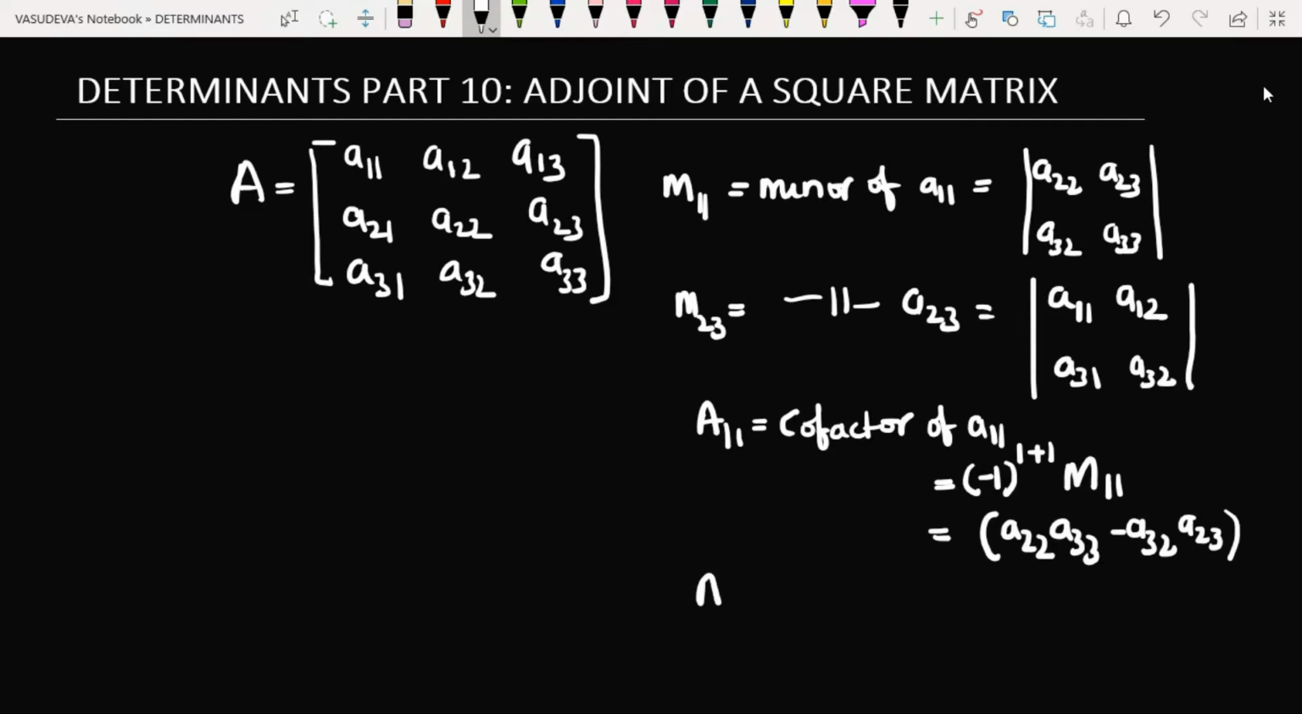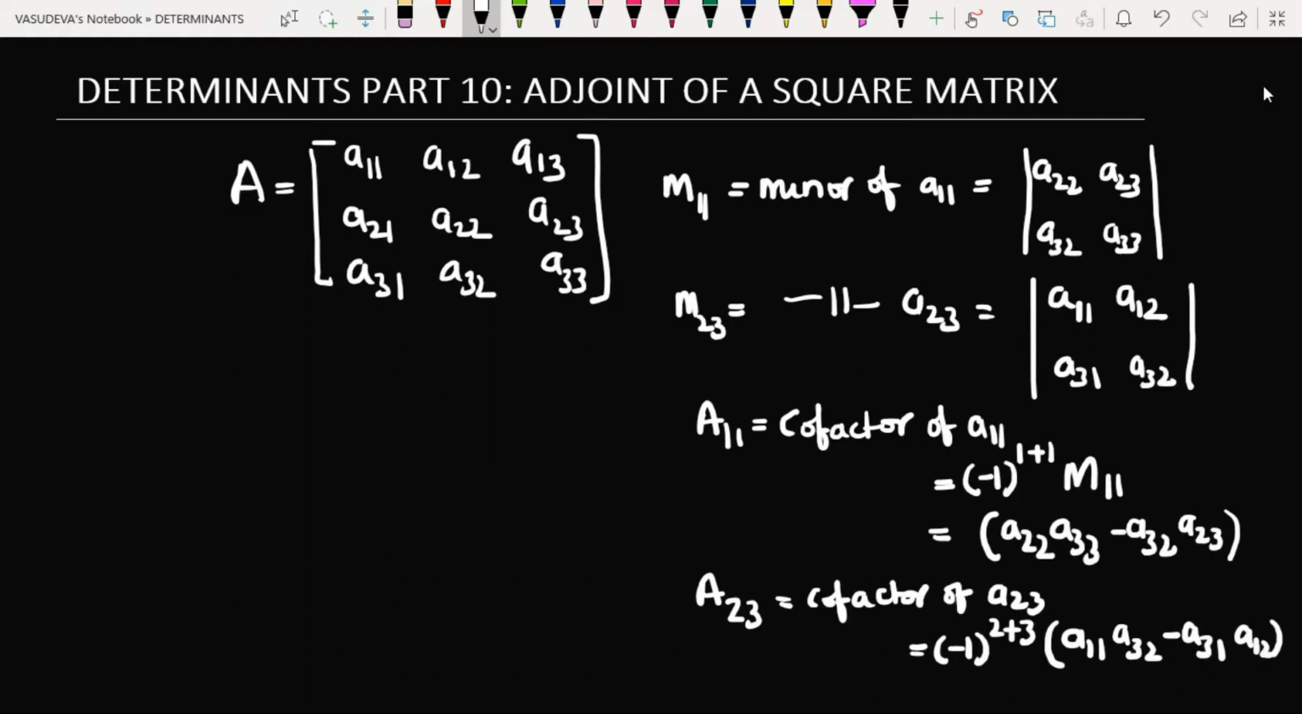Similarly, next the cofactor of the element A23 is minus 1 to the power of 2 plus 3 into the determinant of the elements, that is A11 into A32 minus A31 into A12. So we have minus 1 to the power of 2 plus 3. 2 plus 3 is an odd number, therefore it is minus of A11 into A32 minus A31 into A12. So the cofactor of the element gives the sign.